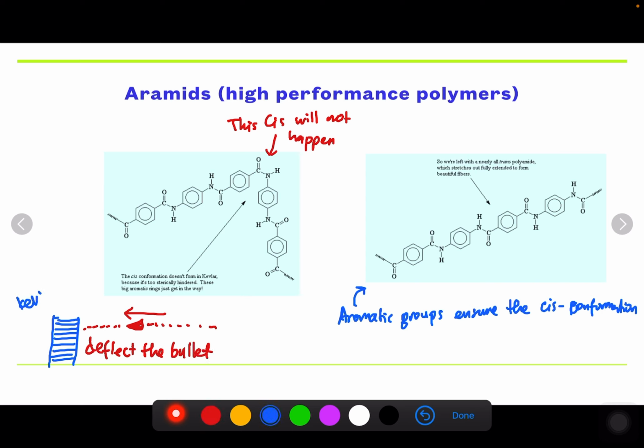This is on the Kevlar. This is the orientation of the fibers. And then the aromatic makes all this polymer make sure that all is in the trans conformation. Okay, that's the aromatic polyamides.